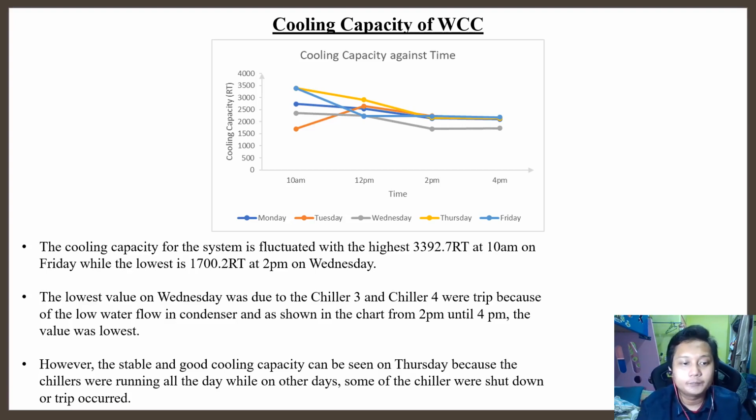The lowest value on Wednesday was due to chillers 3 and 4 being tripped because of the low water flow in the condenser, and as shown in the chart, from 2 p.m. until 4 p.m. the value was lowest. However, the stable and good cooling capacity can be seen on Thursday, the yellow one, because the chillers were running all day, while on other days some of the chillers were shut down or a trip occurred.